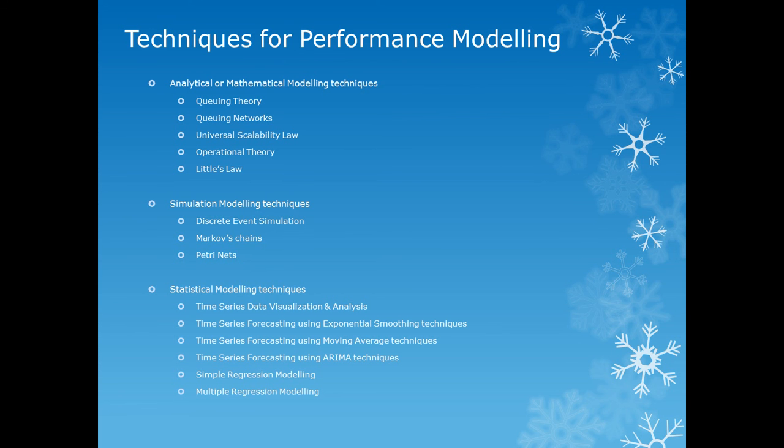Statistical modeling techniques are more useful for systems at production, for systems at SVT, for systems for which you have a lot of production data available. Analytical or mathematical modeling techniques and simulation modeling techniques are useful for systems at design stage, for systems at build, where you don't really have a lot of production data available.